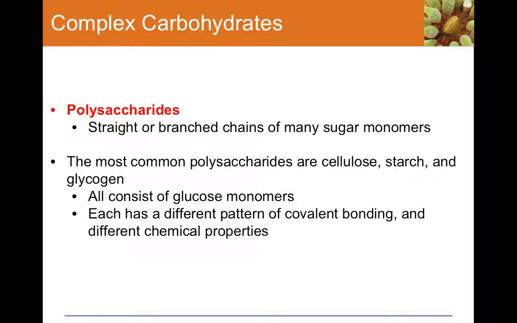So that takes us to polysaccharides. Polys, many. These can be straight chains or they can be branched chains, and it's many simple sugar monomers all bonded together. The most common polysaccharides are cellulose, which is the structural material for plant cell walls. So it's what gives the structure to plants. Starch, which you think starchy foods, like potatoes, rice, that kind of stuff. Starch is the long-term energy storage for plants.